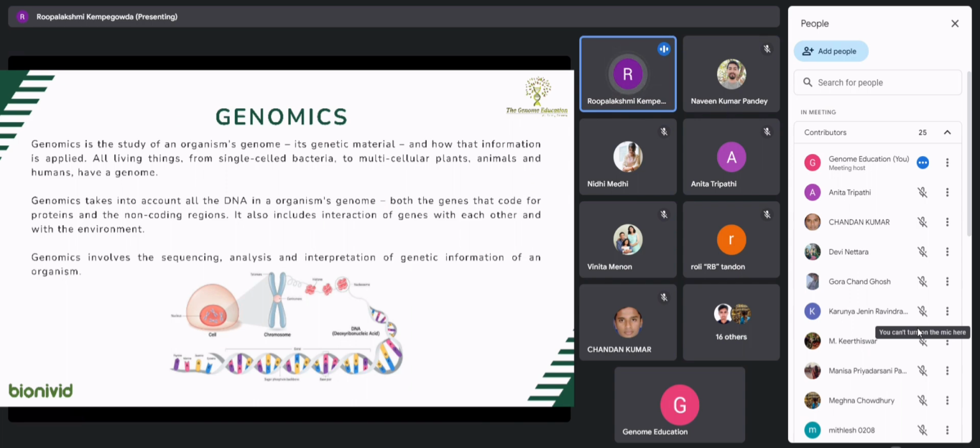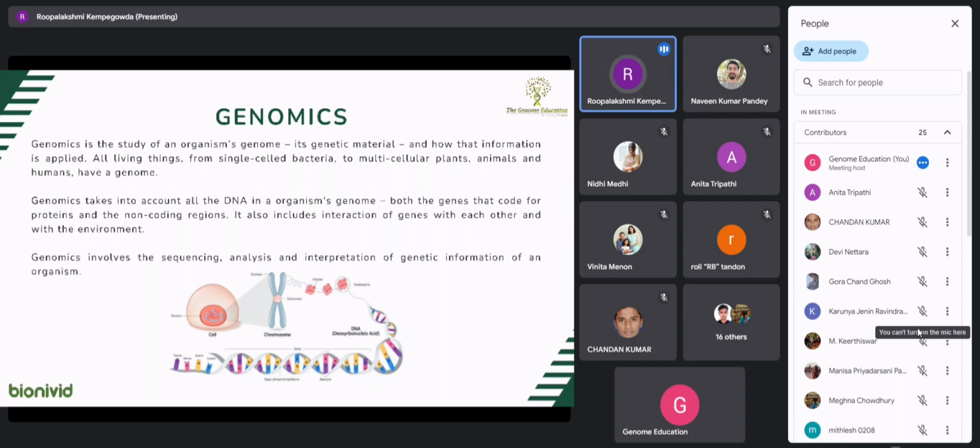So what is genomics? Genomics is nothing but a study of genetic material. In genomics, we study entire coding and non-coding genetic material. But in genetics, we study only the genes, that is the coding part of our genetic material. So genomics, as I told you, takes into account both coding and non-coding regions. And the main things involved in genomics in the current situation are sequencing, analysis, and interpretation.